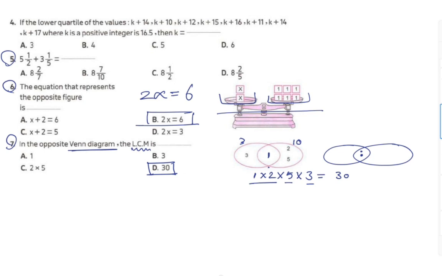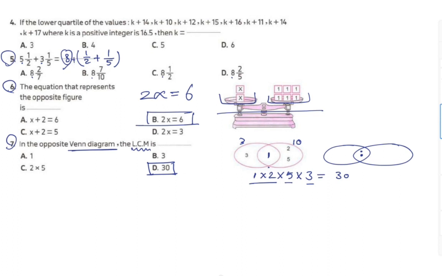Point 5: we have 5 and a half plus 3 and 1/5. So we have two mixed numbers here. I have two whole numbers, 5 and 3; adding them equals 8. So that is not a problem. The problem is how to add a half plus 1/5.